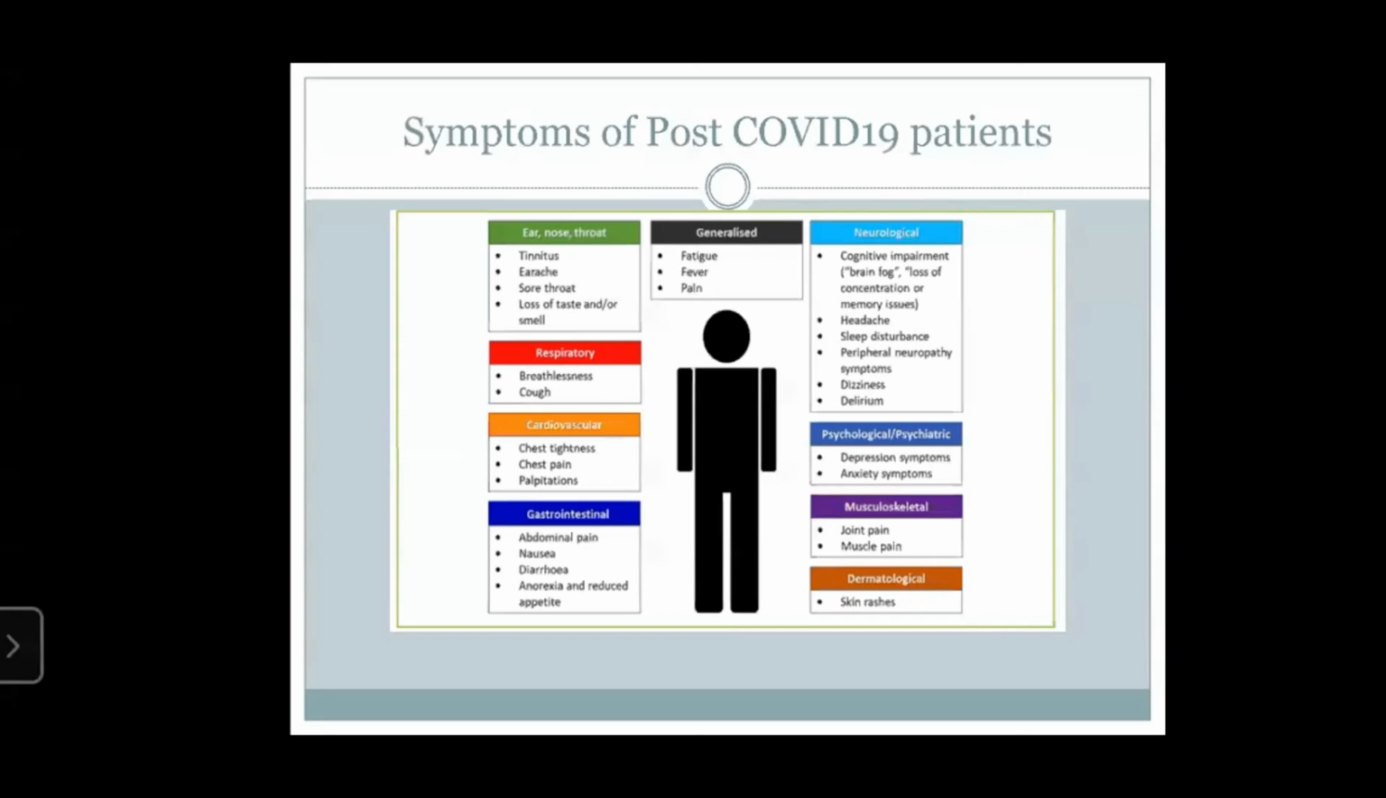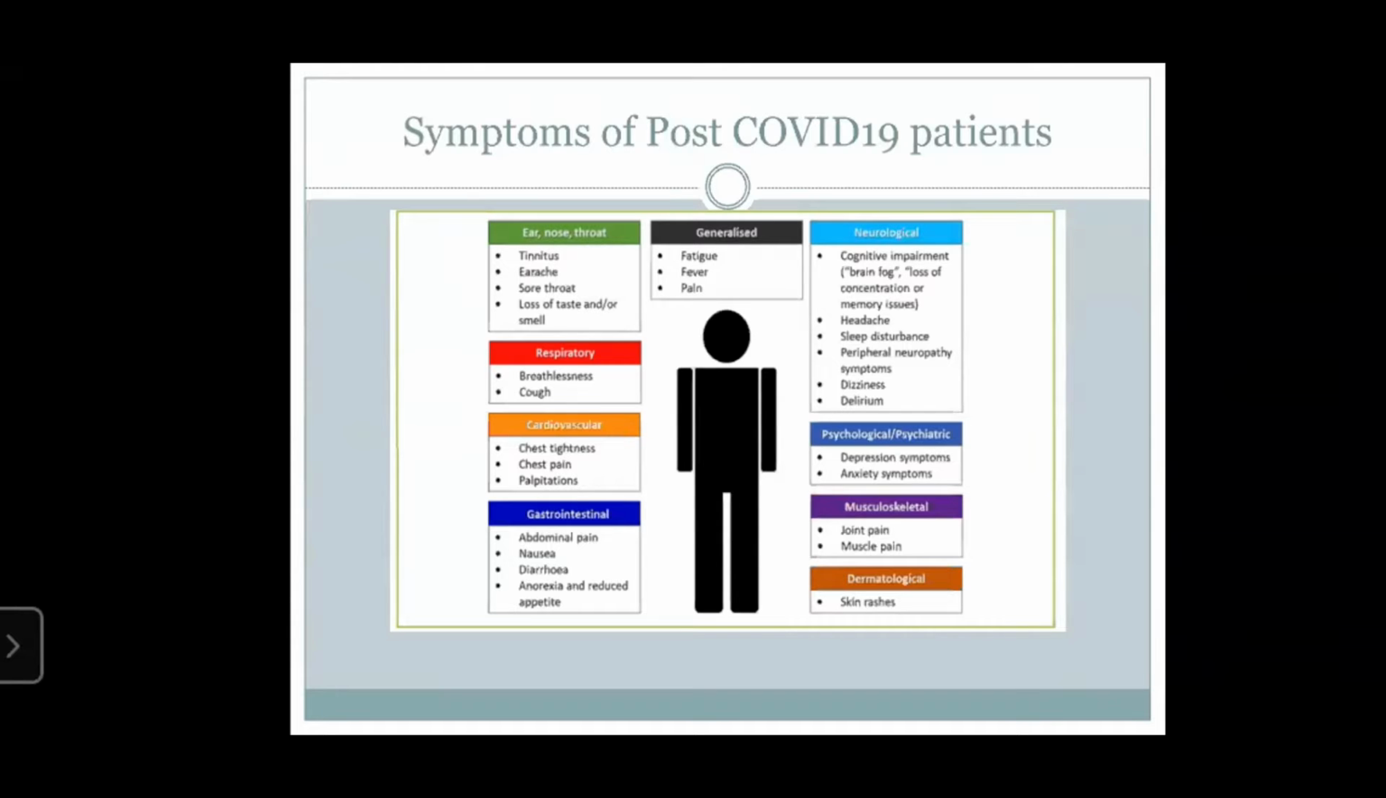and also can affect, may change over time and can affect any system within the lung, within the body. Okay, so the system that may be involved is ENT. Patient may present with respiratory symptoms, also cardiovascular symptoms, GI symptoms, neurological symptoms, psychological symptoms, MSK symptoms, dermatological symptoms, and patient also may present with generalized symptoms only, such as fatigue, fever, and pain.